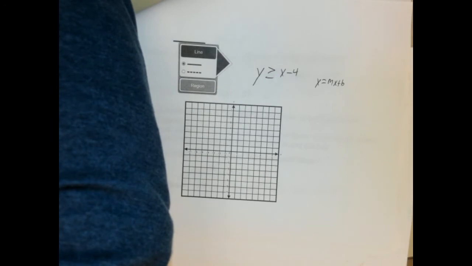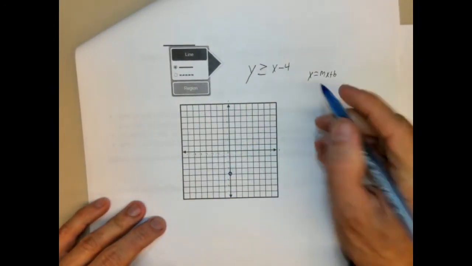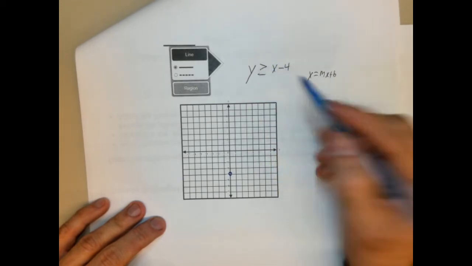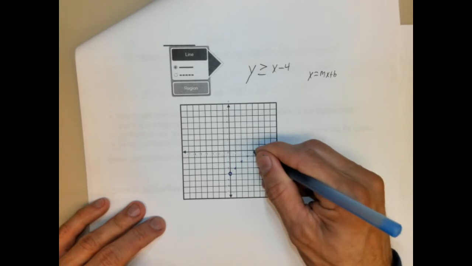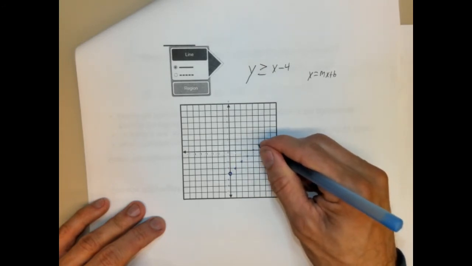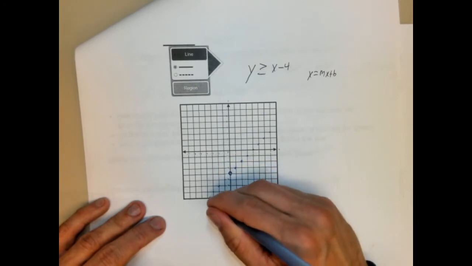Make sure I'm on camera here. Yep, here we go. So negative 4 is right here, and our rate of change is the number in front of the x, which is 1. So we're going up 1 over 1. Okay, that's what it's going to look like, just like that. And then down 1, left 1.